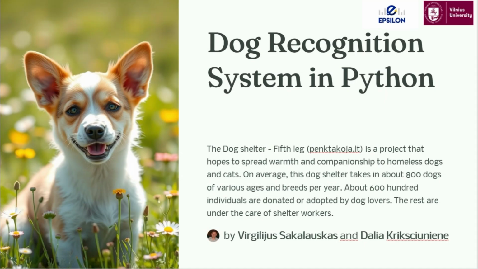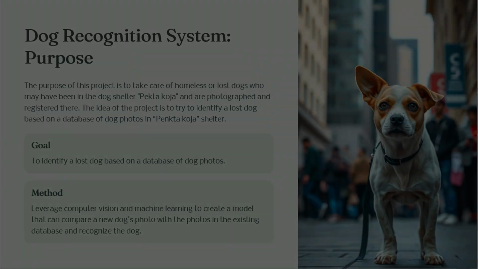Welcome everyone. Today I'm presenting the dog recognition system in Python, a project designed to help shelters and organizations manage their dog databases using machine learning and computer vision. Our focus is on Penkta Koja, a dog shelter that takes in around 800 dogs a year. This system is about automating the identification process to make it more efficient and accurate.